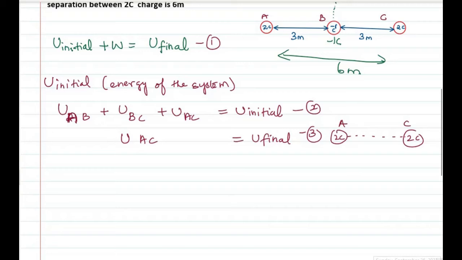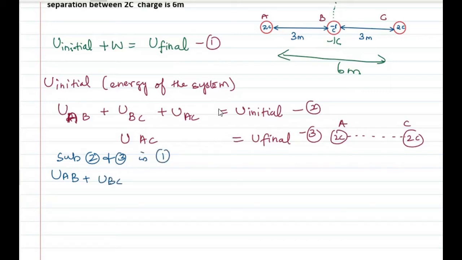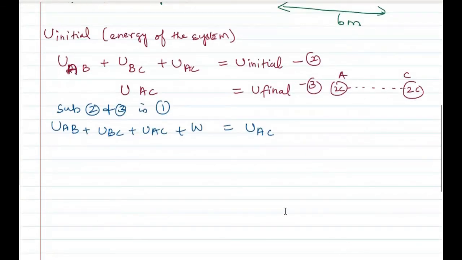Okay, now you substitute this 2 and 3 in 1. So U initial is UAB plus, substituting 2 and 3 in 1, UAB plus UBC plus UAC plus W will be equal to U final, which is UAC. Okay, now make use of the potential energy formula.